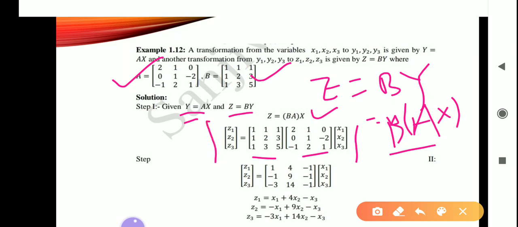Okay. So if you take the multiplication of these two matrices, how do you take the multiplication? Take the first row of the first matrix and multiply that row to the first column of the second matrix. For example, here 1 into 2 plus 1 into 0 plus 1 into minus 1, that is 2 minus 1 is 1. This way if you take the multiplication, then we will get this matrix. And if you take again the multiplication of these two matrices, then we get the first equation here x1 plus 4x2 minus x3 is equal to z1, z2, z3.